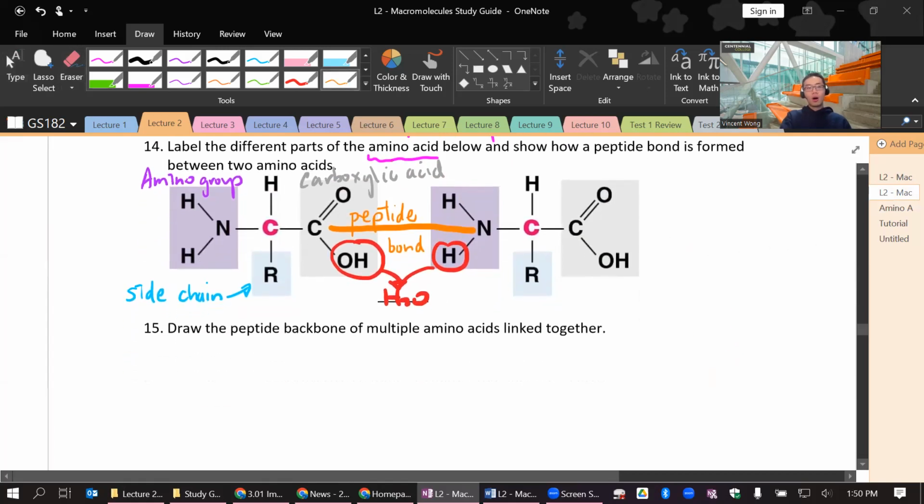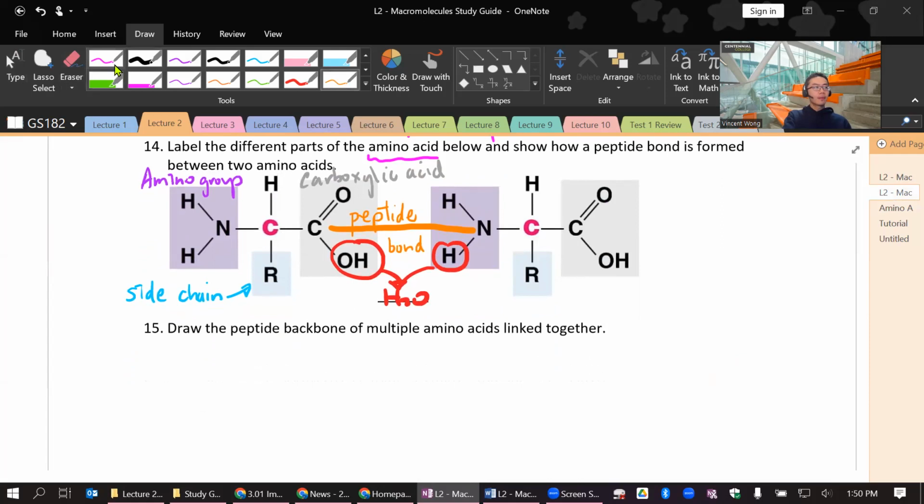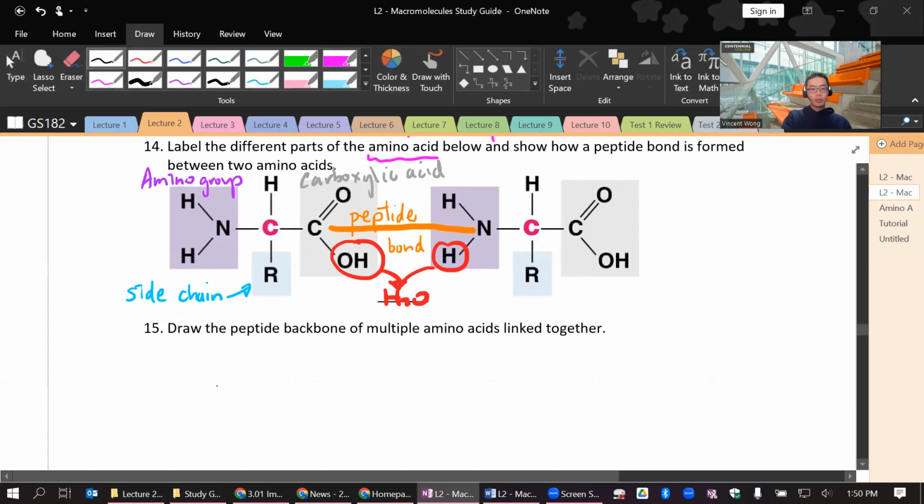So this could go on repeatedly. And I'm just going to draw it out to show you. You don't have to draw it now. You can just watch and try to do it later. So we have the central carbon and a hydrogen, and we have the NH2 over here, and then we have side chain number 1. And then we have the C double bond O.